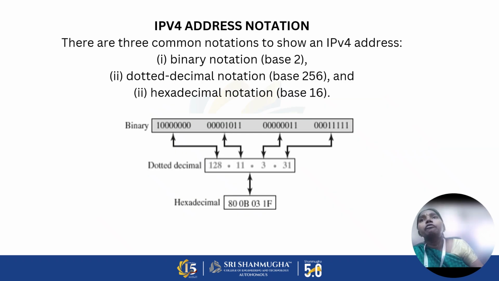Now, IPv4 address notation. There are three common notations to show IPv4 addresses: binary notation, dotted decimal notation, and hexadecimal notation. Binary notation is base 2, dotted decimal notation is base 256, and hexadecimal notation is base 16. Here are the diagrams. In binary, the base is 2 because we use zeros and ones; in dotted decimal we use digits 0 to 9; and this is hexadecimal, where we use the digits 0 to 9 and A to F. This is the hexadecimal value.